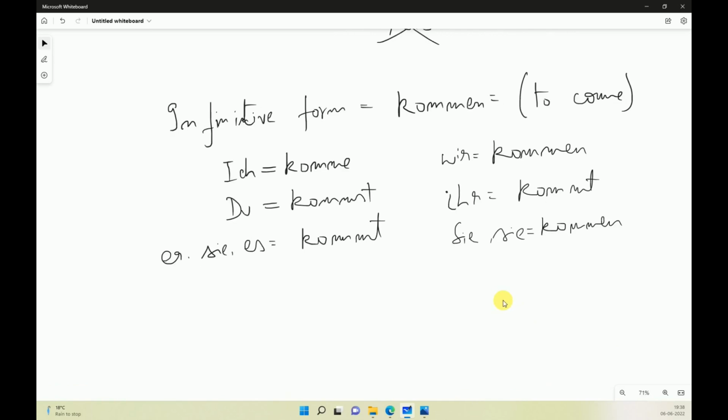Everybody is familiar with these things: ich, du, er, sie, es, wir, ihr, sie. Yes, I am familiar with it. Okay, me too. All four are already familiar. So that's great. I can skip these personal pronouns and we can now proceed further.